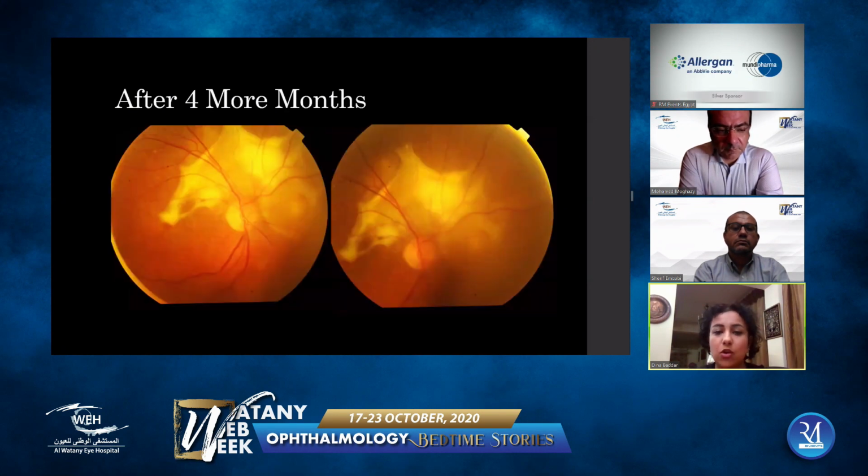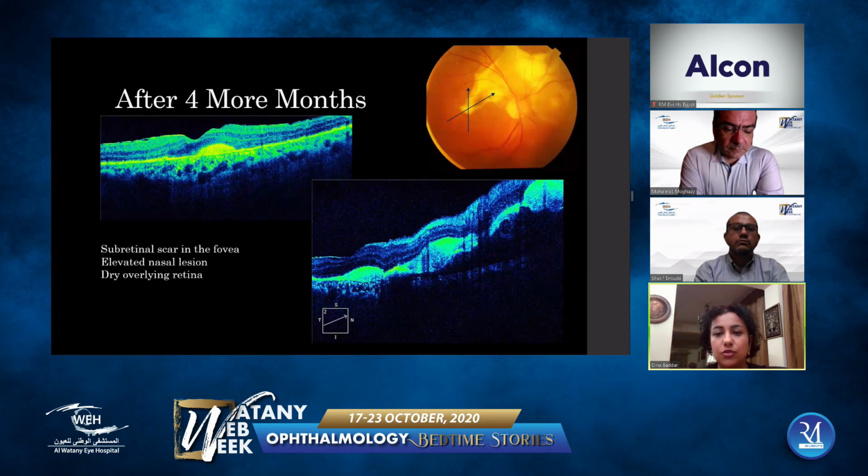The patient came back with a fibrosed lesion surrounding the disc, extending to the macula. And there's this scar with elevated nasal part and dry overlying neurosensory retina. So this is what we're saying. We're saying that either the patient goes through with vitrectomy or they can resolve on their own.